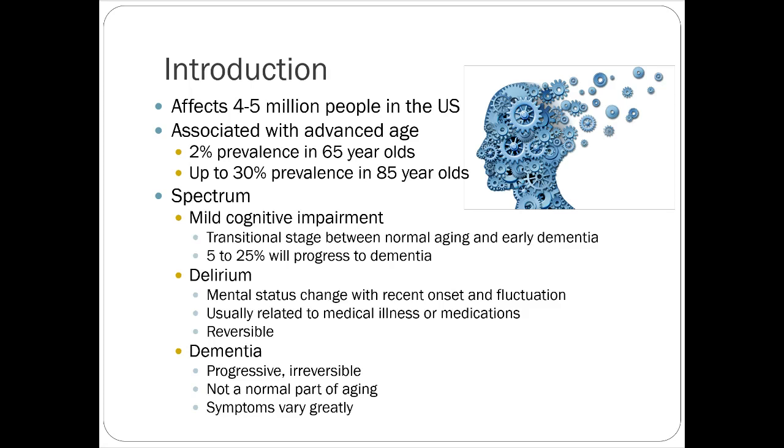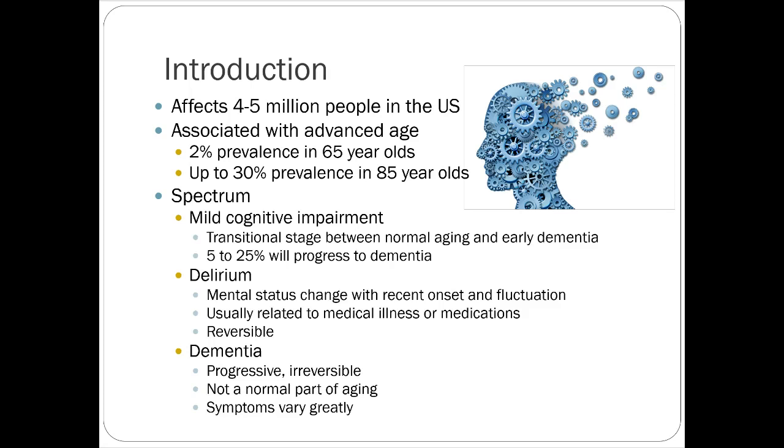So cognitive impairment and memory decline is part of normal aging. Now, how advanced it is and how much you treat it is the tricky part. So mild cognitive impairment is the transitional stage between normal aging and early dementia. And so 5 to 25% of people will progress to dementia. The rest of the people, the majority of the people out there, will just experience some mild cognitive impairment as they age.